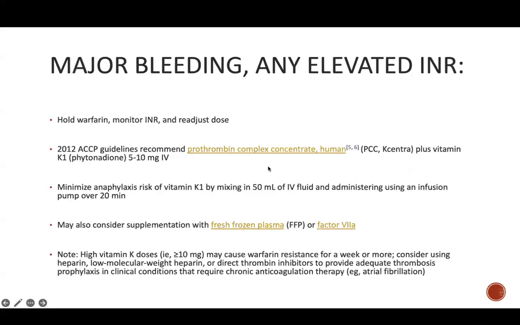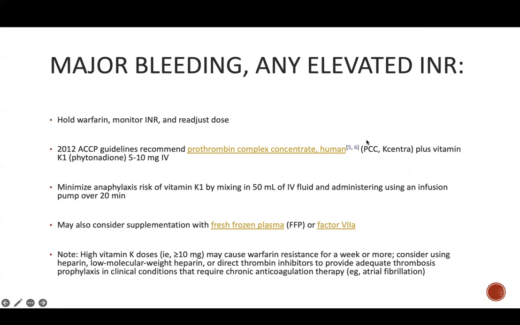Suppose the patient is having a major bleeding with any elevated INR. First, you have to stop the warfarin, monitor INR and readjust the dose. Since the patient is having a major bleeding, you cannot wait for vitamin K to act, because after administration of vitamin K, new clotting factors have to form, which may take around 6 to 12 hours.